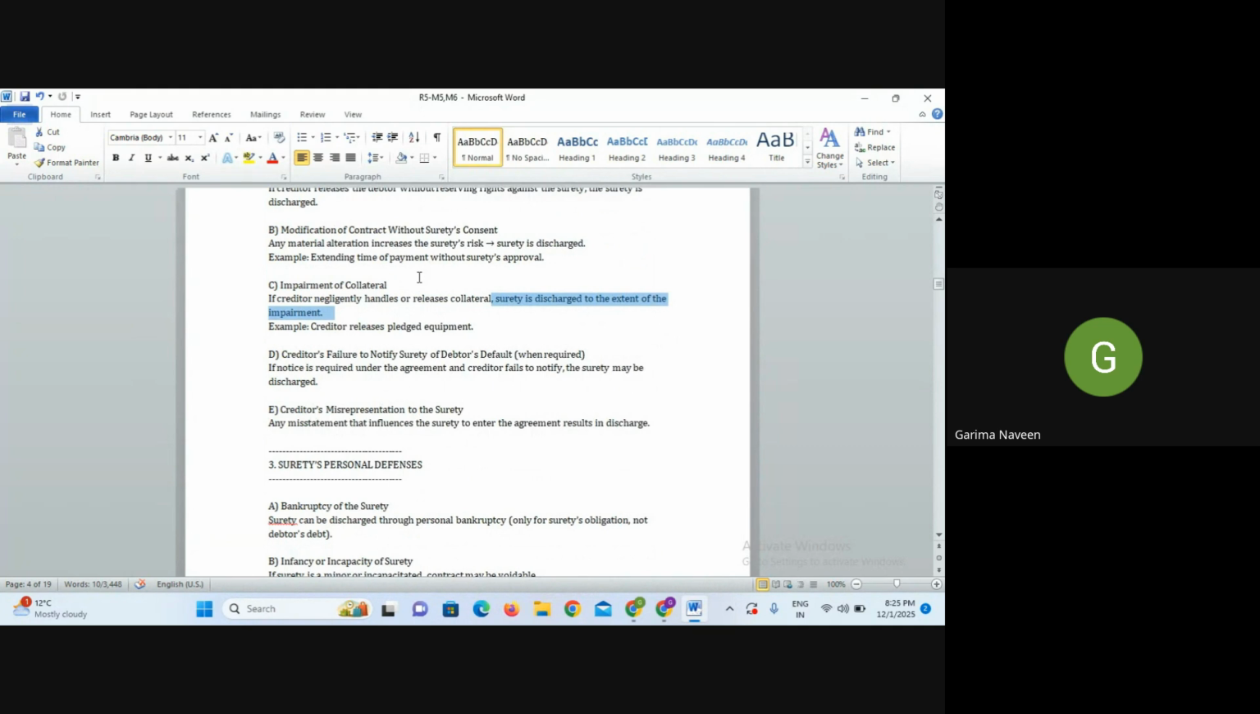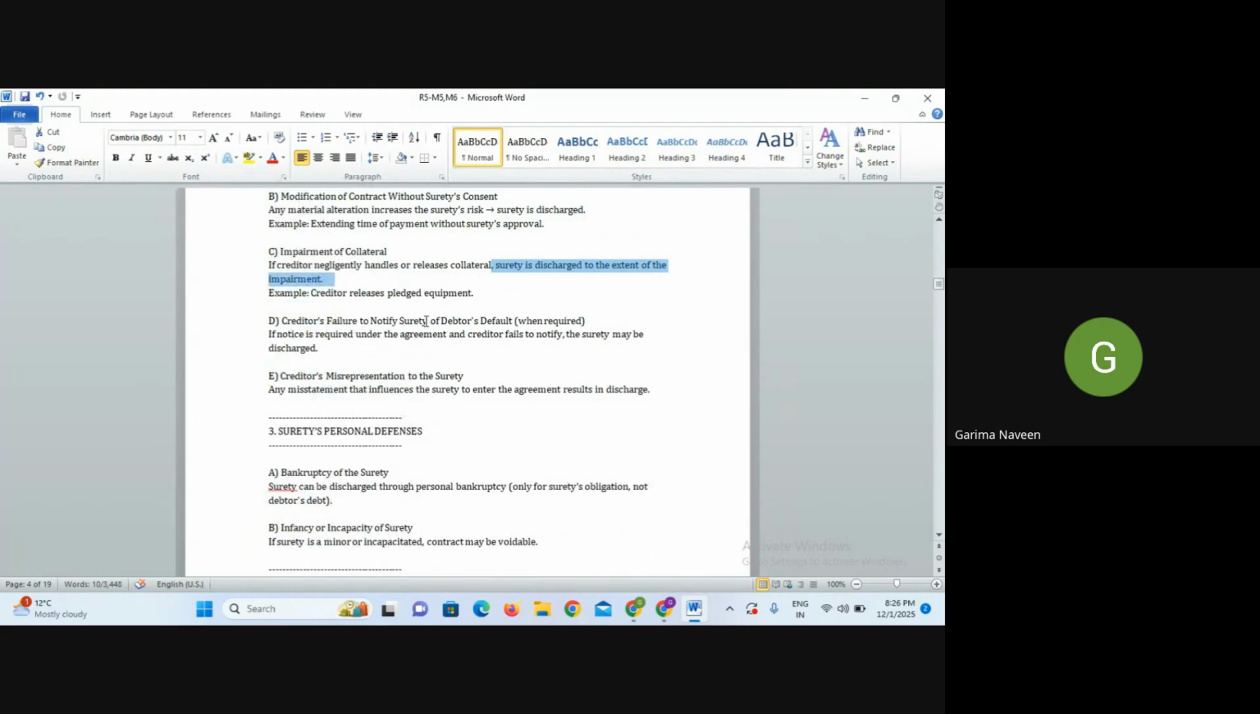If the debtor has put their asset as collateral with the creditor, and the creditor handled the collateral negligently, destroyed it, or released it, then your surety is discharged up to the extent of the impairment. Whatever loss has occurred, up to that loss amount or impaired amount, your surety is discharged from that obligation. Next is the creditor's failure to notify the surety of the debtor's default.